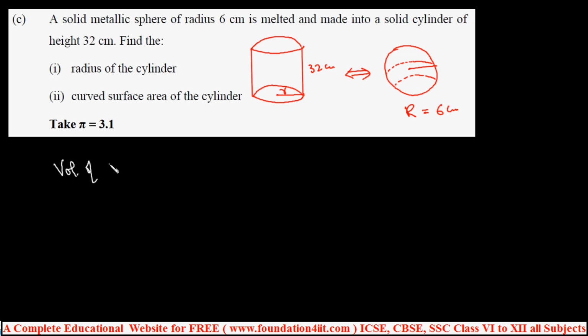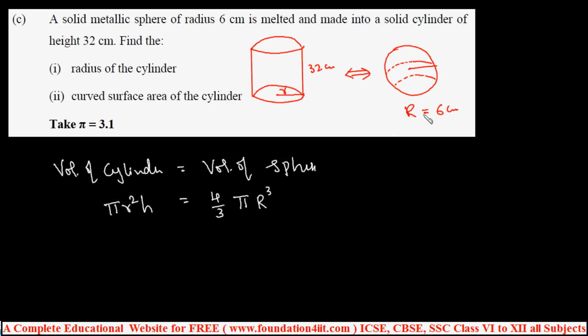So volume of cylinder, because they mentioned this is melted and recast into the solid cylinder. So volume of the cylinder is equal to volume of sphere. Just write the formula first. Volume of the cylinder is pi r square h, and volume of the sphere is 4 by 3 pi R cube. I took the radius as capital R. We can cancel this pi value on both sides. Then r square h. r square into h, which is 32 for the cylinder, equals 4 by 3 R cube.